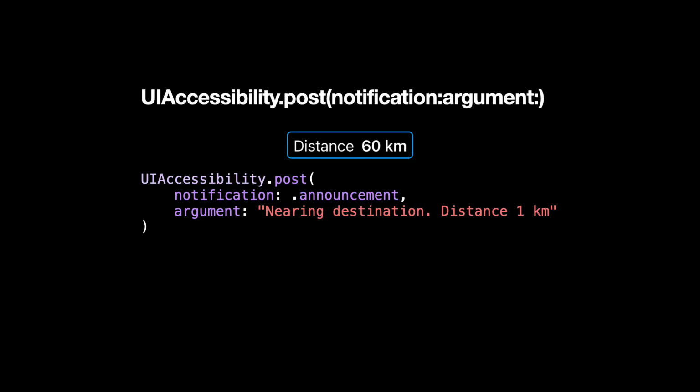Lastly, UIAccessibility.post(notification:argument:). When we approach our destination, we might visually grab the user's attention with some graphical display or text appearing on screen. For assistive technology, we can send an announcement too. This will be read by VoiceOver, no matter what element is currently focused. We do this with UIAccessibility.post(notification: .announcement, argument: "Nearing destination, distance 1 kilometer").